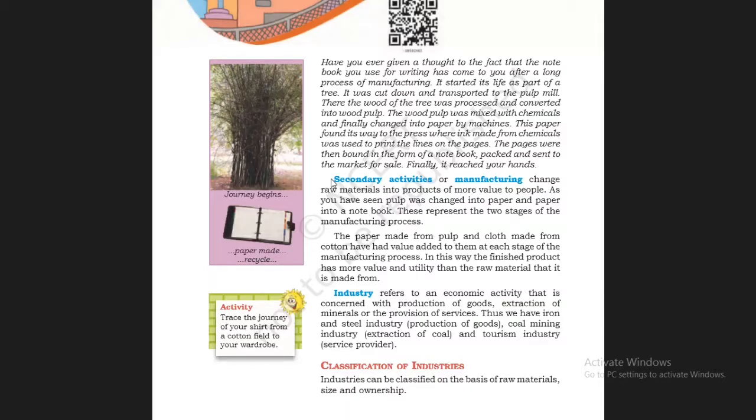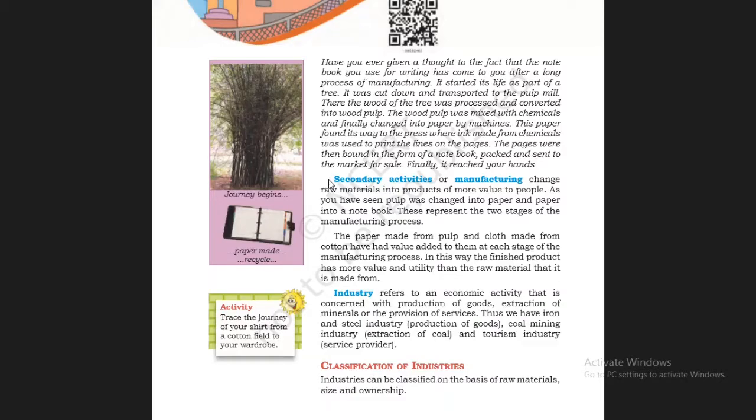Have you ever given a thought to the fact that the notebook which you use for writing has come to you after a long process of manufacturing? It started its life as part of a tree. So you see here, this notebook started its life as part of a tree at first. The tree was cut down and transported to the pulp mill. There, in the mill, the wood of the tree was processed and converted into wood pulp.